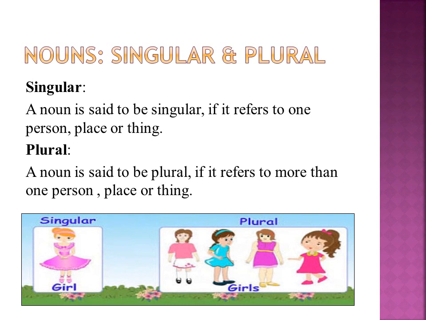The plural form of a noun refers to two or more persons, places or things. For example, girls, houses, toys, etc. These are four girls. These are girls.